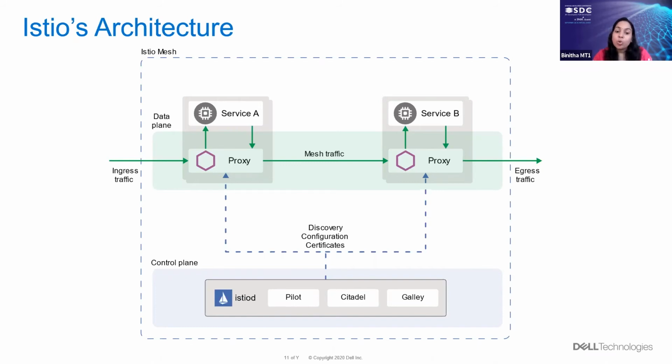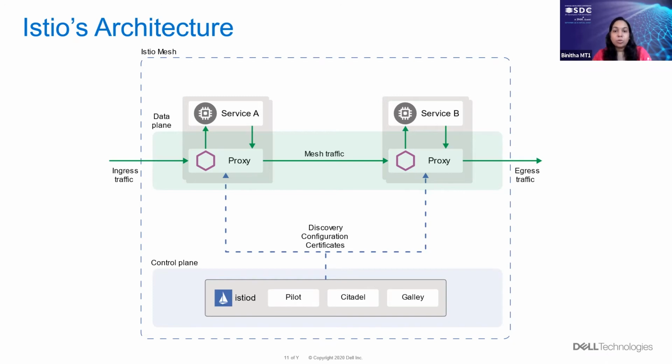Okay. Now, who will push this configuration to pilot? That is done by galley. Galley is the configuration manager for Istio. Citadel will handle all the security aspects with respect to Istio. That is, certificate management, key management, all those things are taken care of by Citadel. So the control plane in Istio consists of the Istio daemon, which will have pilot, citadel, and galley.